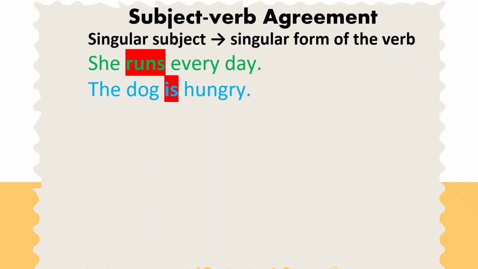Let's see another example. The dog is hungry. In this sentence, the dog is the subject. Obviously, this is a singular subject. So, the verb here is be. Be: am, is, are, right? Be here should also be singular. So the singular form of the verb be in present tense is is, right? So we use is here.